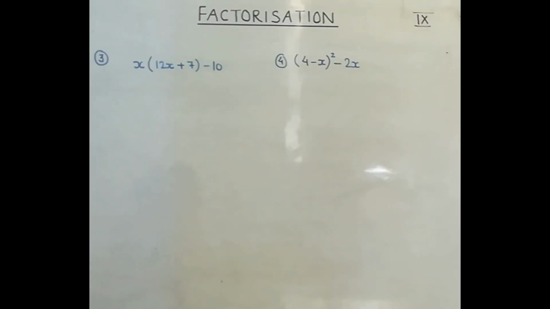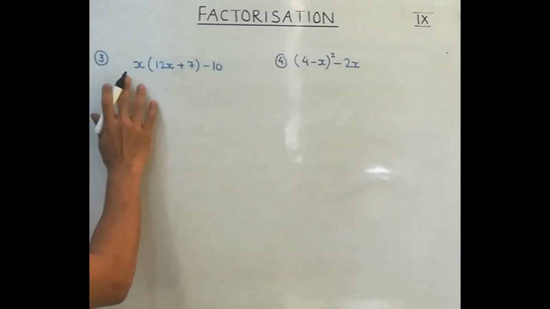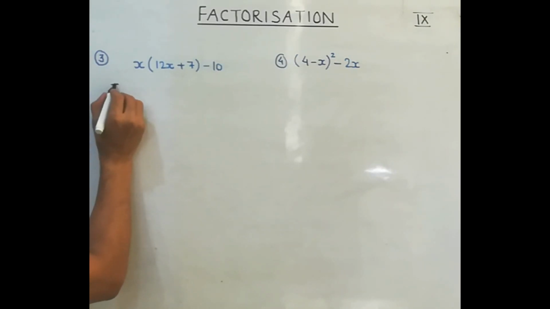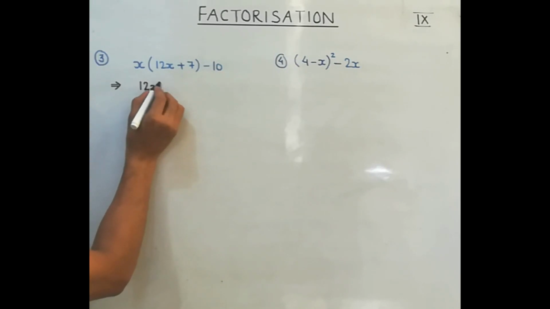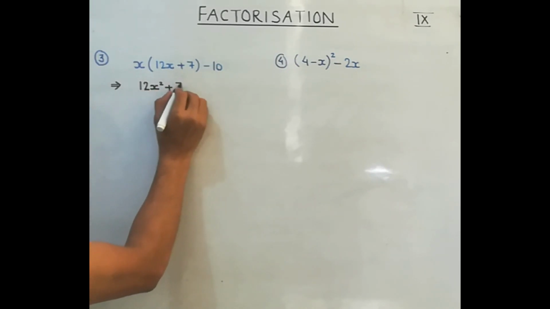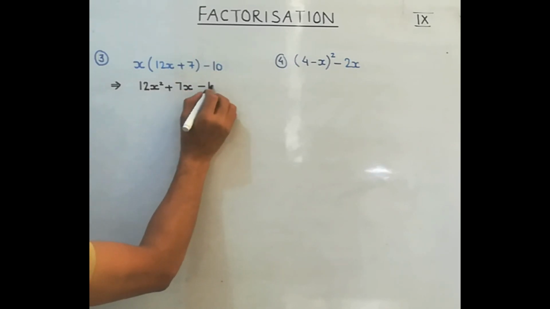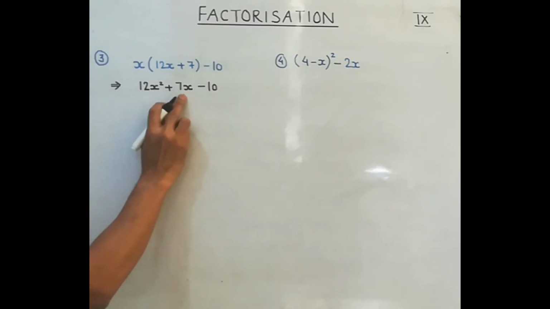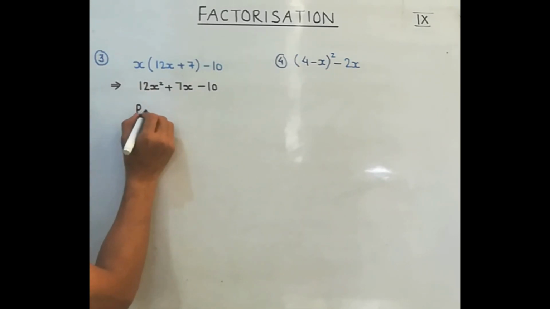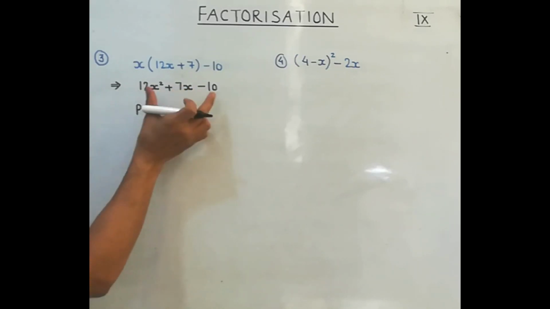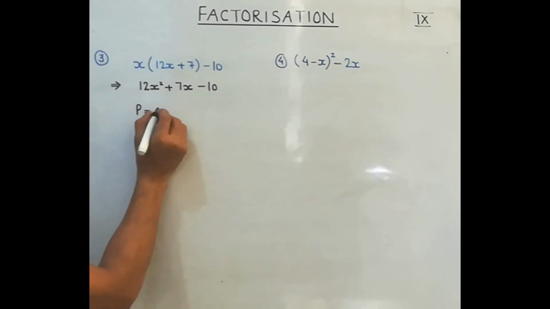Now question number 3, as you can see, is not in the form ax square plus bx plus c. But if we open the bracket, let's see what will be the form. When you open the bracket, you are getting it in the form ax square plus bx plus c. Okay, your first step is to find the product of A and C. So product of A and C, this 12 and minus 10 will give you minus 120.